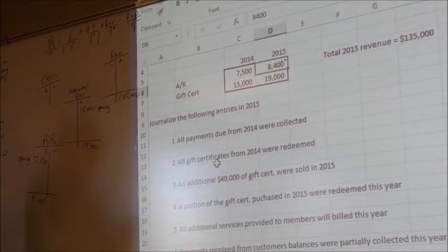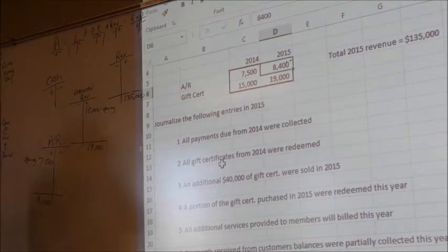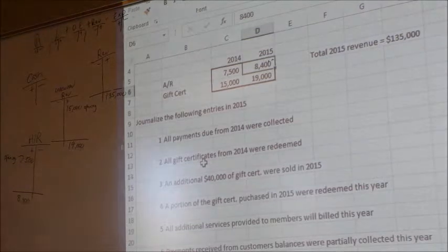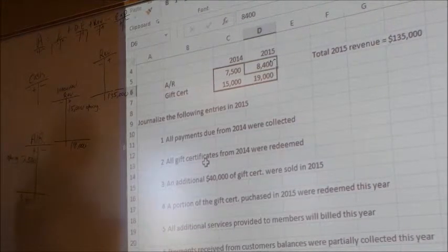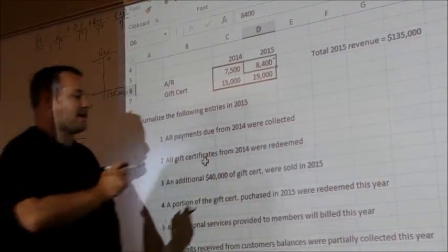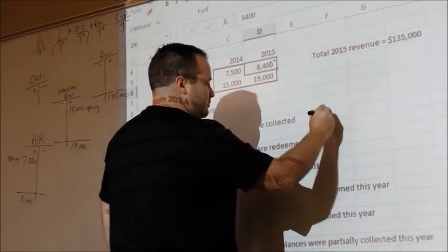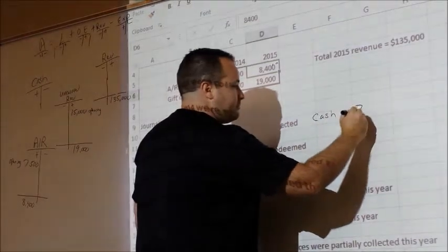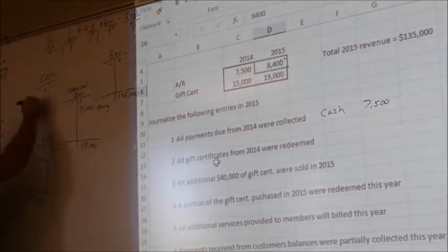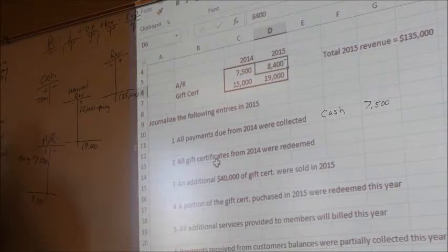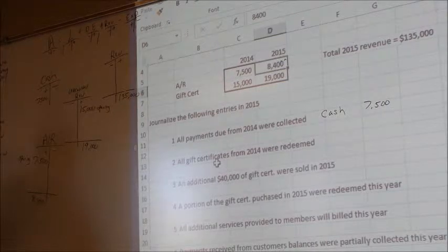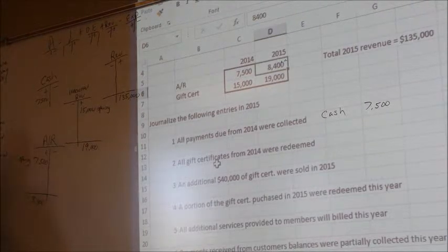All payments due from 2014 were collected. What are we going to debit? What did the business get? Debit question. Cash. How much? 7,500. Why did I get cash? Where did it come from? Accounts receivable.